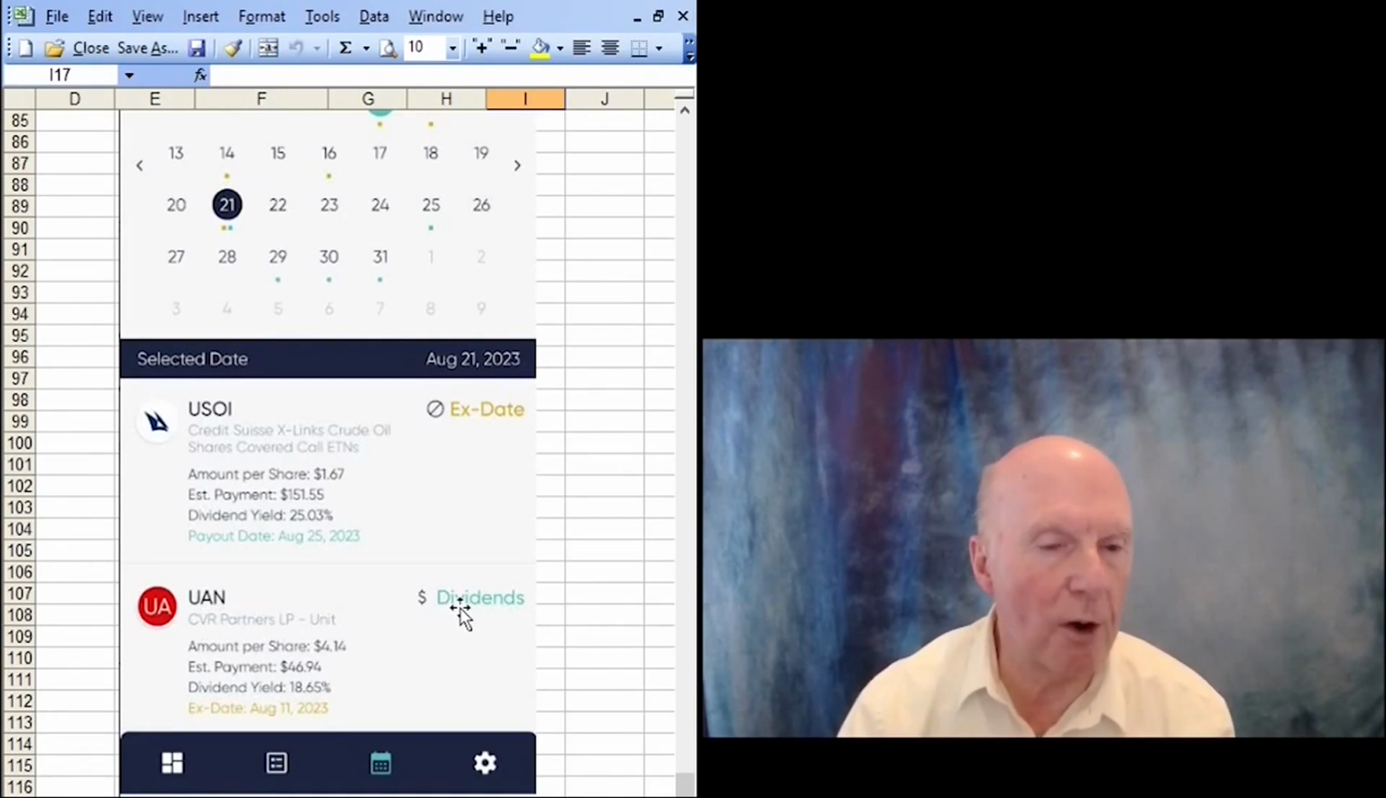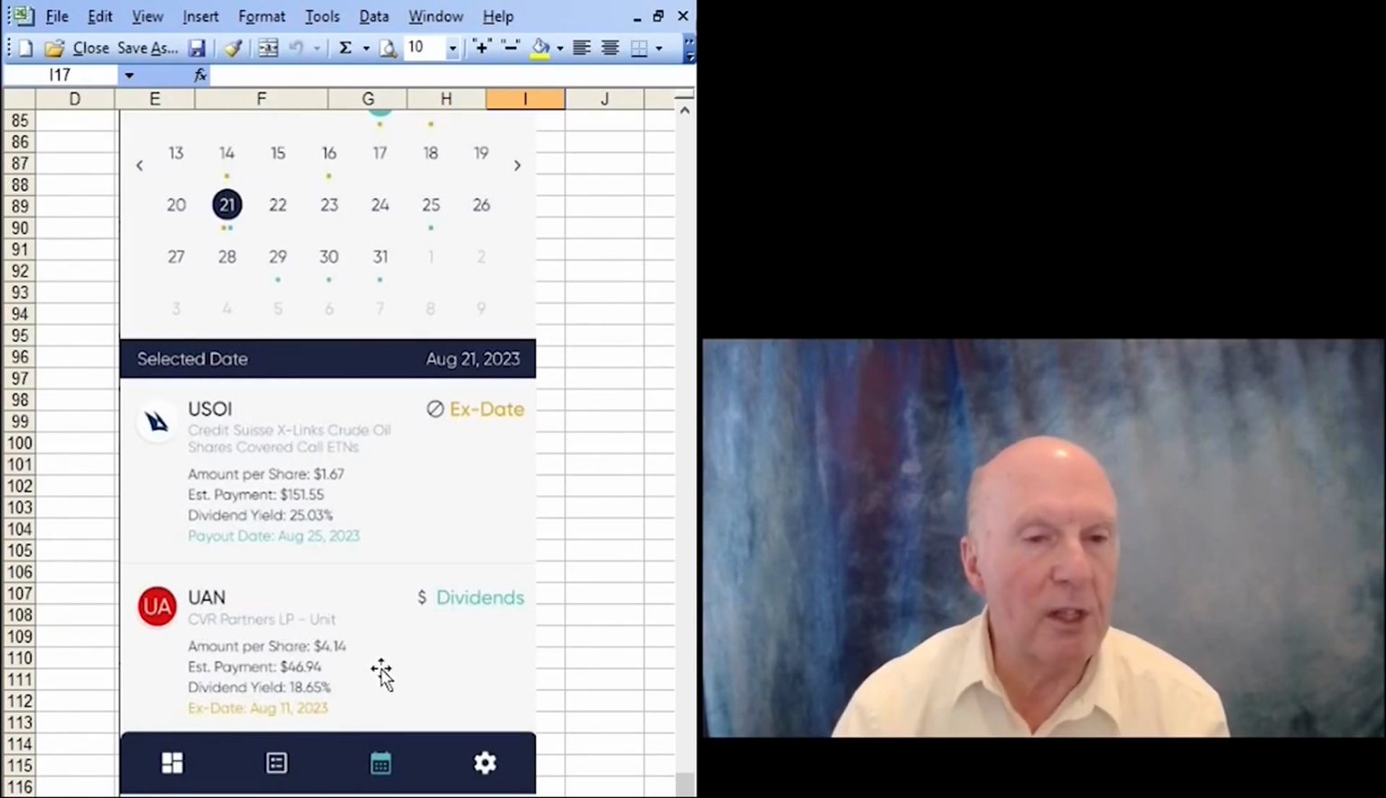So on the 21st, I got a dividend on UAN, which is one of my quarterly stocks that I am still holding. I got a dividend of $46.94 on that on the 21st, and it's showing you that the ex-dividend date for that was August 11th, but it paid on August 21st. So you can click on any day on the calendar when you've got this app up on your phone, and it'll show you what your dividends are for that day, what your ex-dividend is for that day.